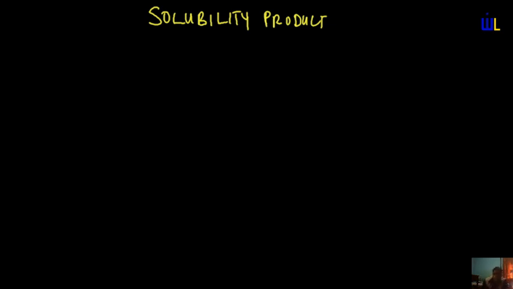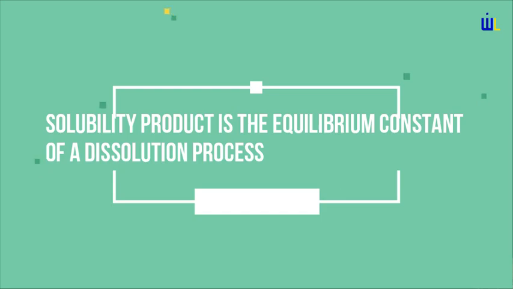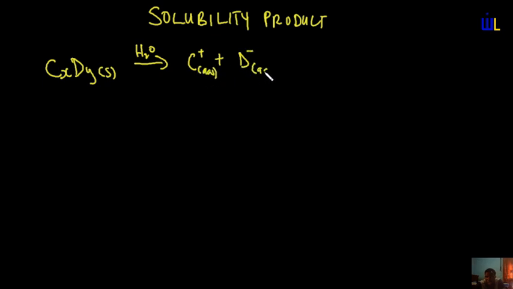So the question is, what is solubility product? It's quite simple. Solubility product simply describes the equilibrium constant for a dissolution process. So if I have a particular substance dissolved in water, let's say I have CxDy, which is a solid, and I'm dissolving this substance in water, what I'm supposed to get is a cation plus an anion, where this is aqueous and this is also aqueous.